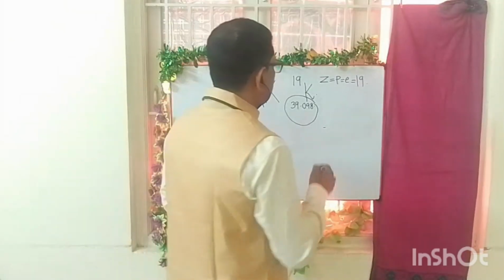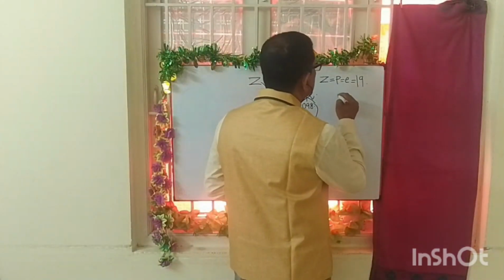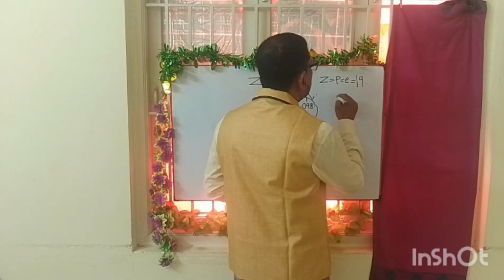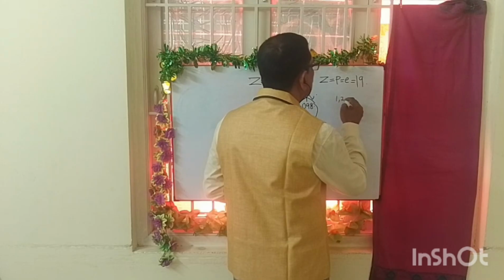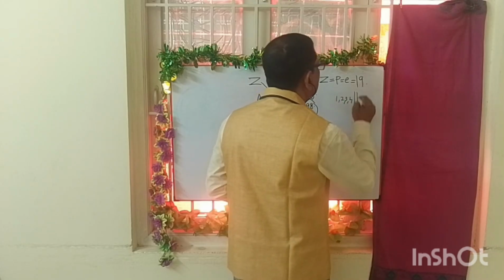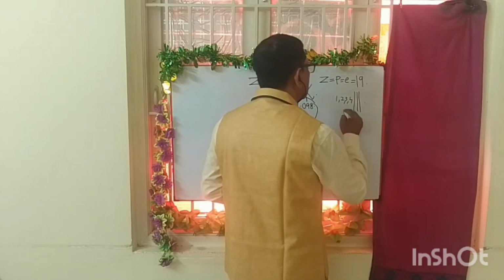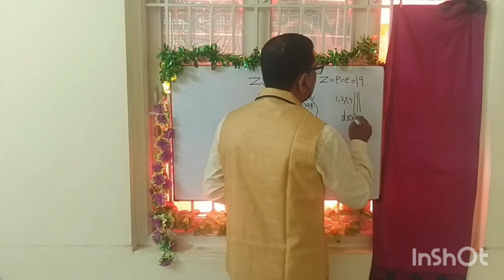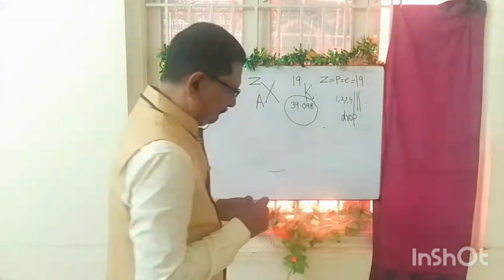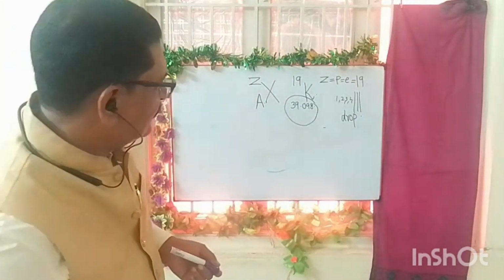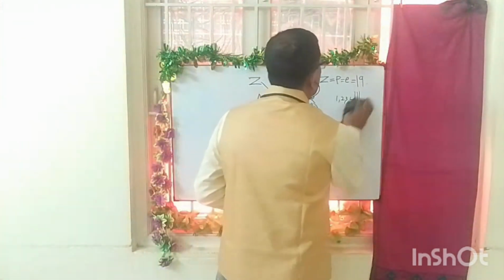Next is, if the fraction is below 5, that is 1, 2, 3, up to 4 only. Don't go beyond, up to 4. You can drop it, avoid it. No need to do anything. So the same principle we have to apply here.